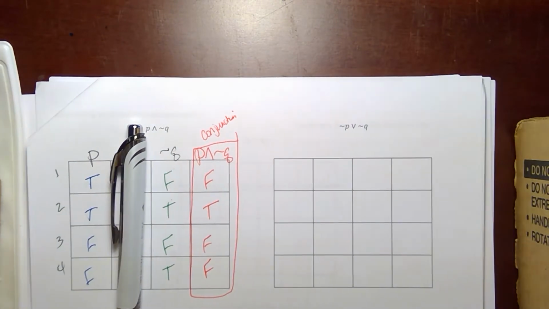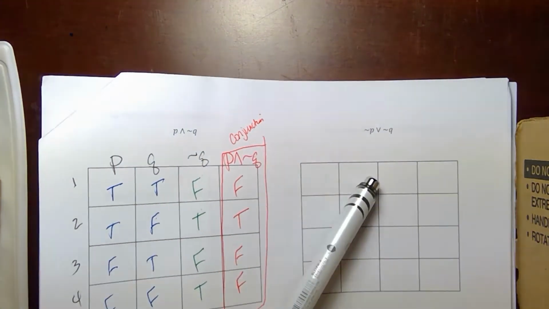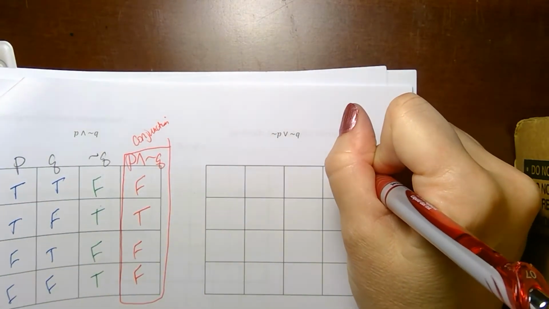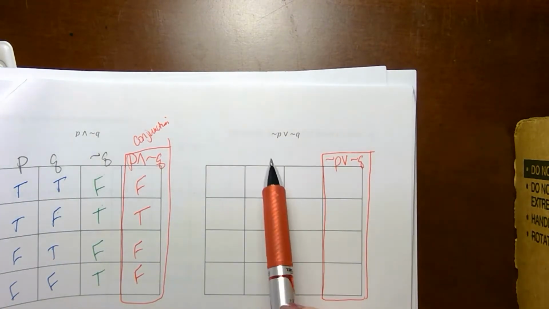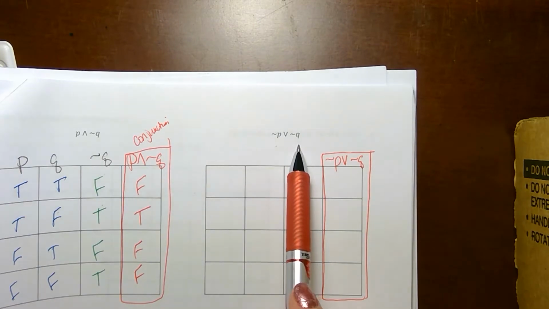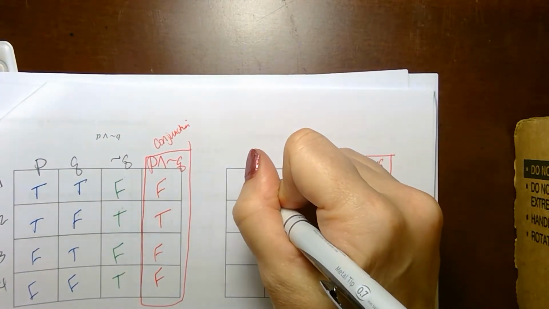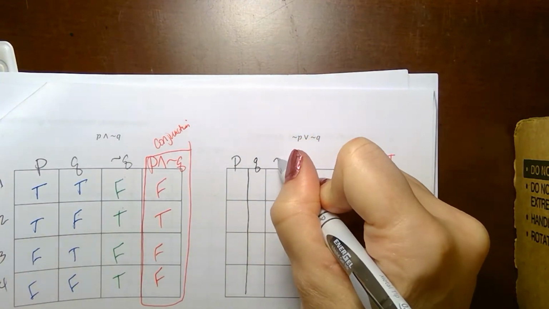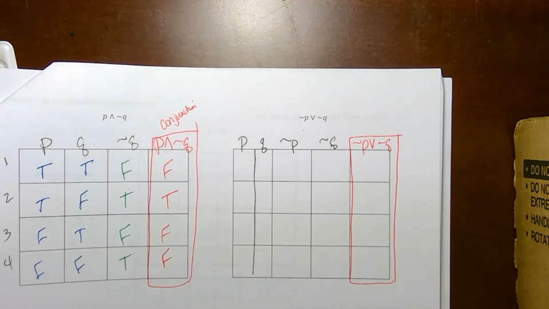Let's go again. Let's look at not P or not Q. Now, that is my goal. My goal is to figure out the truth values of not P or not Q. To get there, I need to be able to compare not P to not Q. You know what? Let's adjust this a little bit. Let's do P, Q, not P, not Q.